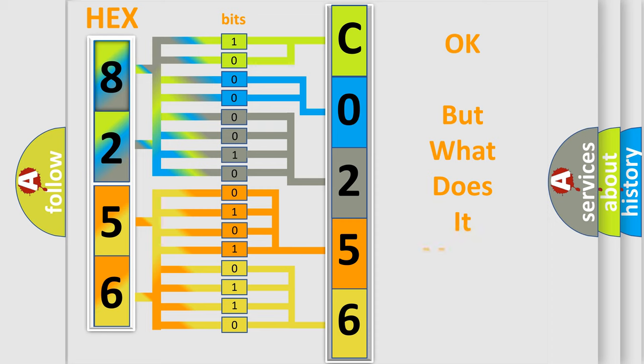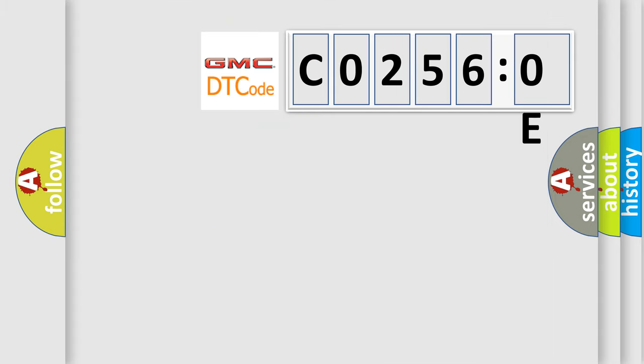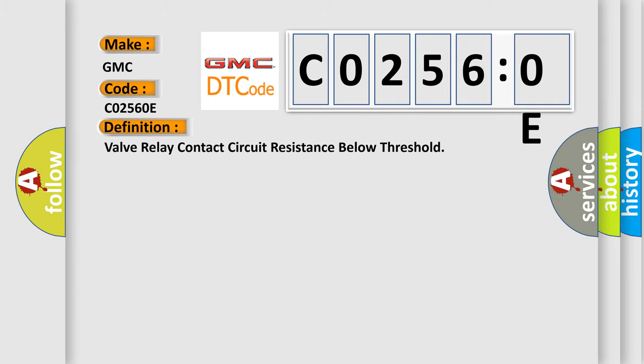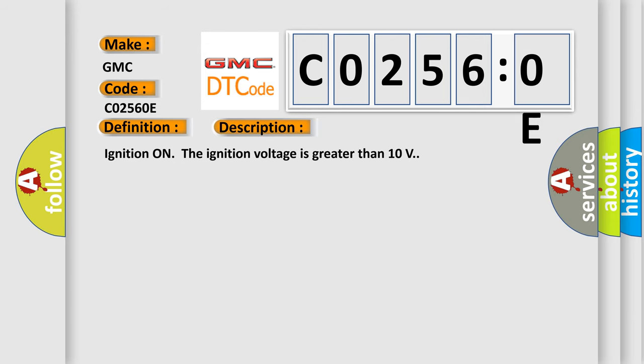The number itself does not make sense to us if we cannot assign information to what it actually expresses. So, what does the Diagnostic Trouble Code C02560E interpret specifically for GMC car manufacturers? The basic definition is: valve relay contact circuit resistance below threshold. And now this is a short description of this DTC code. Ignition on, the ignition voltage is greater than 10 volts.